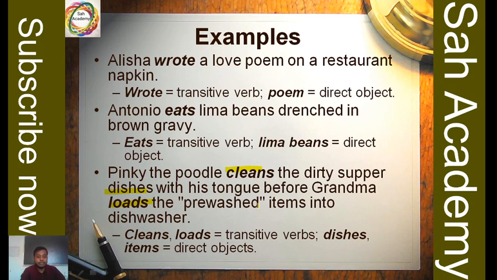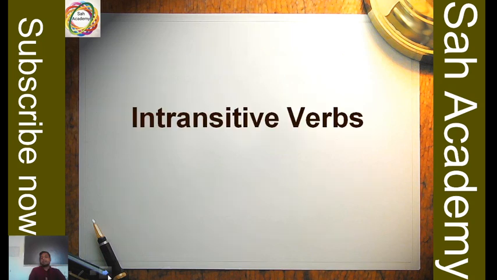Now comes the intransitive verbs. An intransitive verb is one where there is no direct object. When there is no direct object following the action verb, then this verb is called intransitive. The definition should be clear to you: when no direct object follows an action verb, the verb is intransitive.